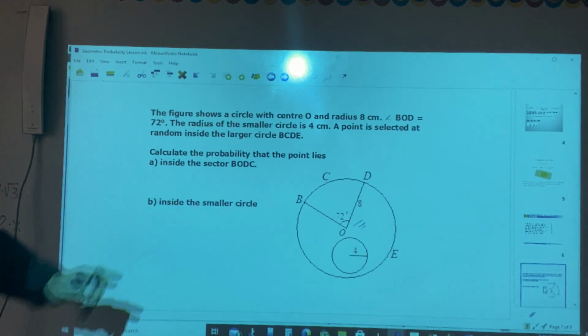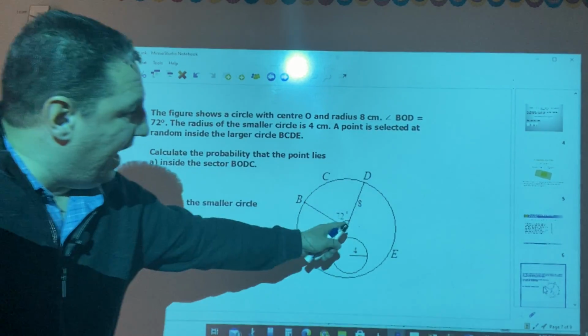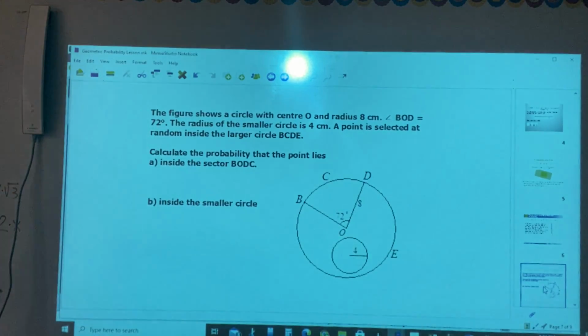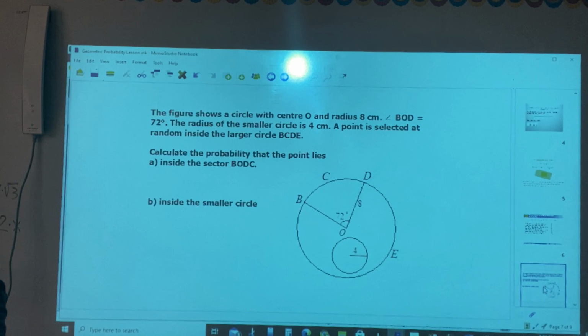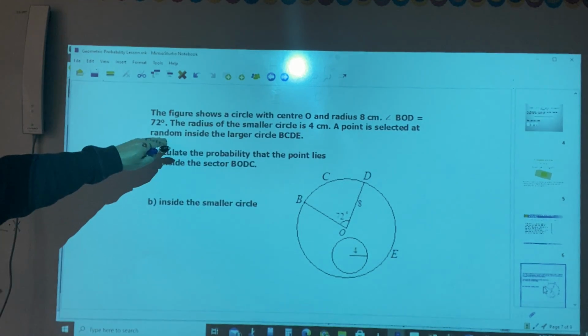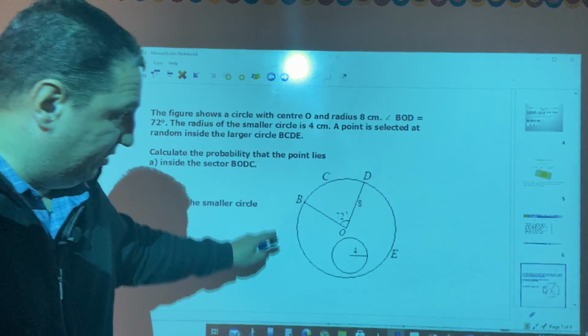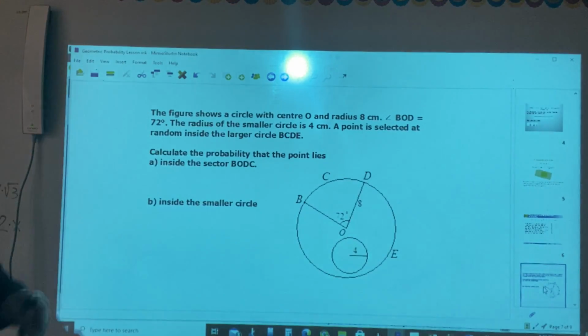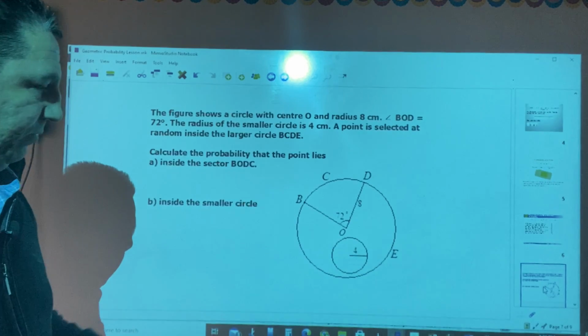The figure shows a circle with center O, right, and radius 8. Angle BOD is 72 degrees. The radius of the smaller circle is 4 centimeters. A point is selected at random inside the larger circle BCDE, yeah, the larger circle. Calculate the probability that the point lies (a) inside the sector BODC.